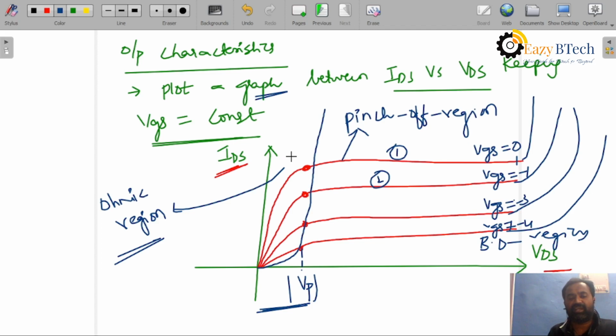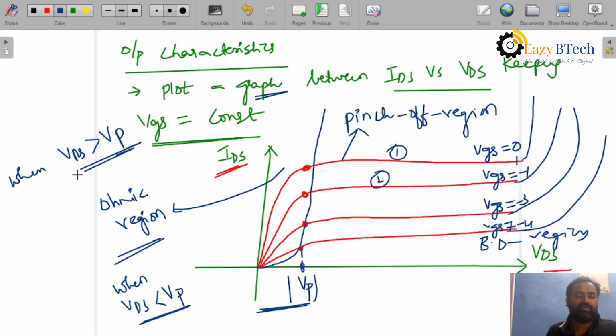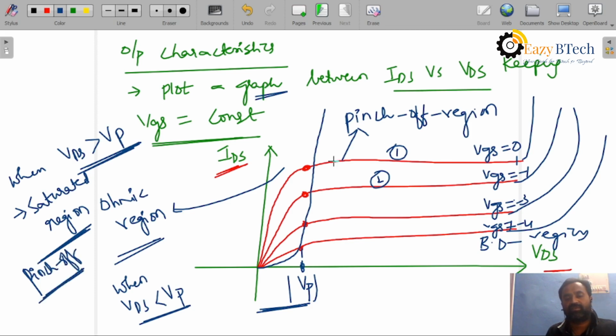Where the current is increasing, it is the linear region. When VDS is less than VP, it is a linear region, the current is increasing. When VDS is greater than VP, it is the saturated region, or we call it the pinch off region. The current is almost constant. That is why a FET can act as a constant current source in the pinch off region.